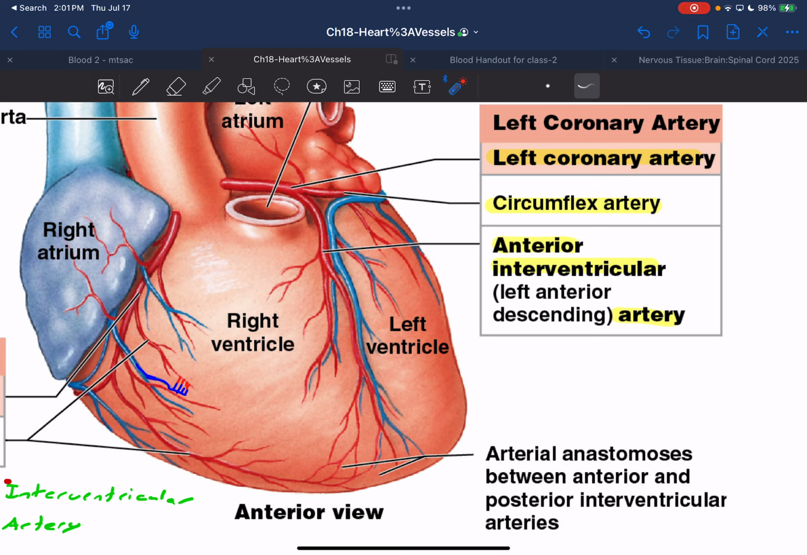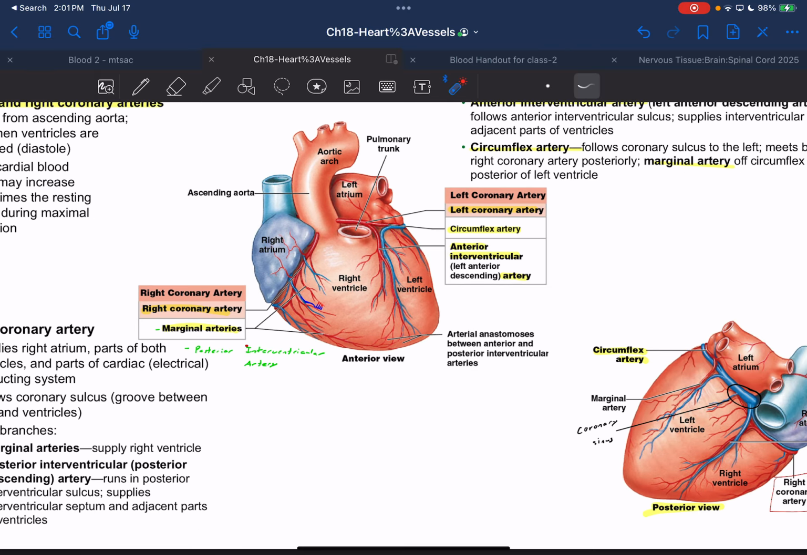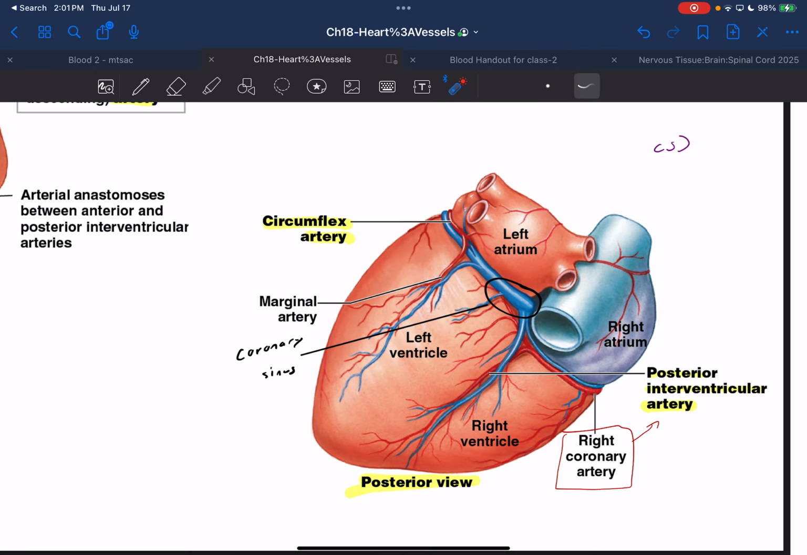So just be able to label, don't do more than what's in these boxes. Be able to label these, or know which coronary artery they stem from. That's all I want you to know. Don't overdo this part. Here's the posterior side for the same thing.